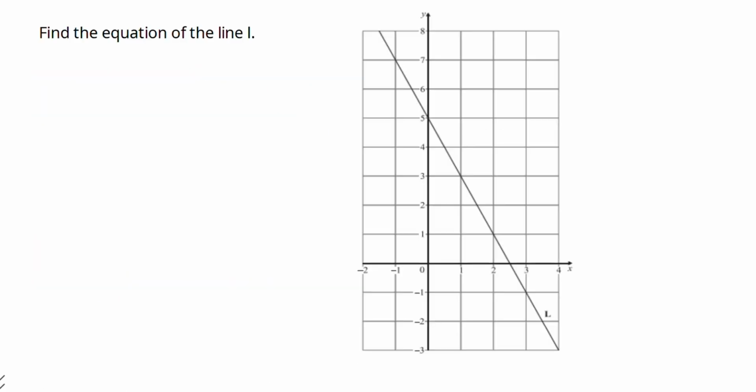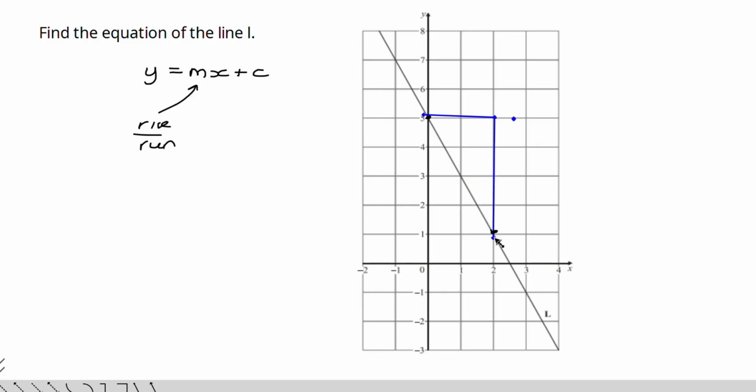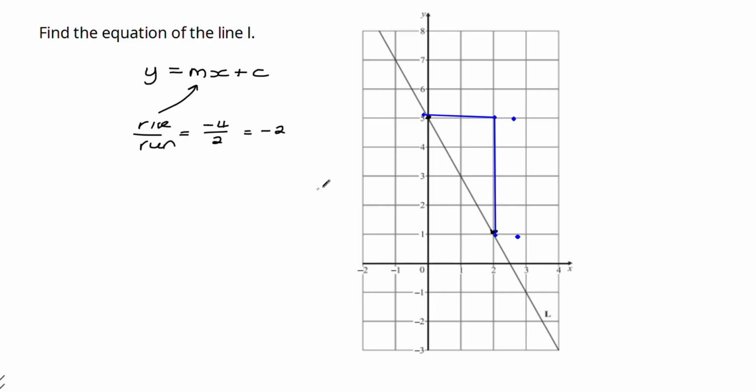Okay then, just to finish off, a couple more. Find the equation of the lines. Always start by writing y equals mx plus c. M is the gradient, the rise over run. So pick 2 points on the line. I'm going to pick those 2. The run is 2. The rise is -4. So the gradient is -2. The c value, where does it cross the y-axis? In this case it is 5. So my equation would be y equals negative 2x plus 5.